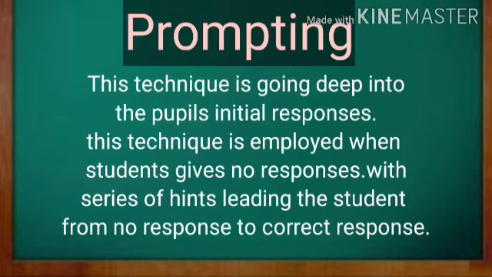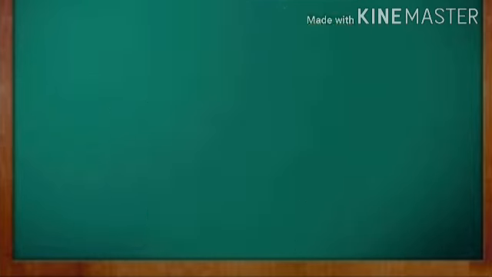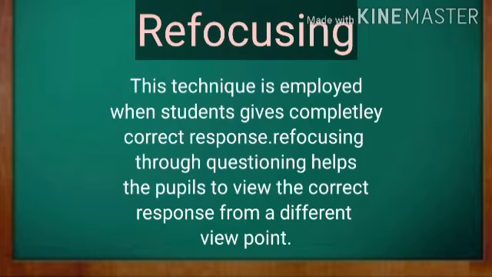Second, prompting. This technique is going deep into the pupil's initial responses. This technique is employed when students give no responses, with a series of hints or clues leading the students from no responses or wrong responses to the correct response. Third, refocusing. This technique is employed when students give a completely correct response. Refocusing through questioning helps the pupils to view the correct response from a different viewpoint.